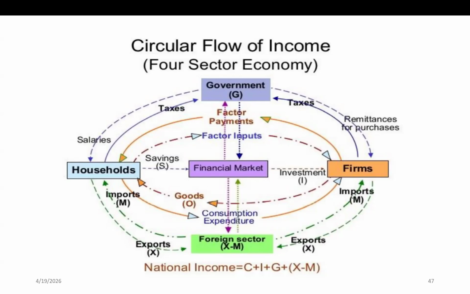Circular flow of income in a four-sector economy. Right, so there you can see four parties. Apart from the households, the business firms and the government, you can see the foreign party as well. So here you can also see the dotted lines and the normal lines. In the dotted lines you can see the factor inputs, that means the real flows.